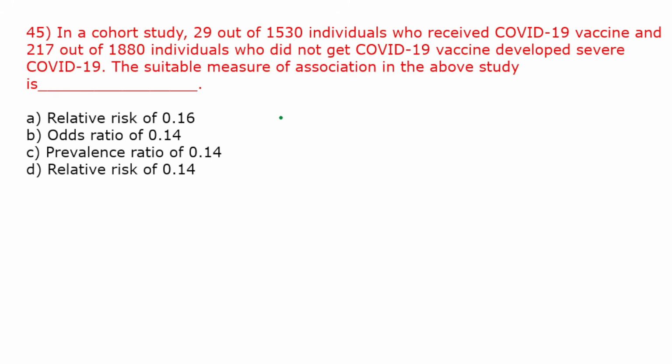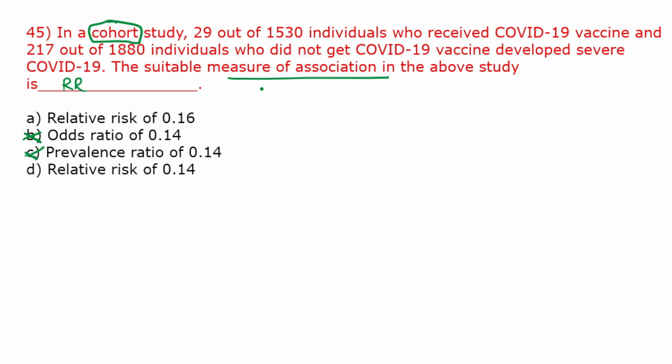Now let us see how we solve this question. So basically, what have they asked? The suitable measure of association in this study. So what was the study? It was a cohort study. So what do you do in a cohort study? We all know we calculate relative risk. So out of the 4 options, you can cancel B and C directly. So the answer will be either A or D.